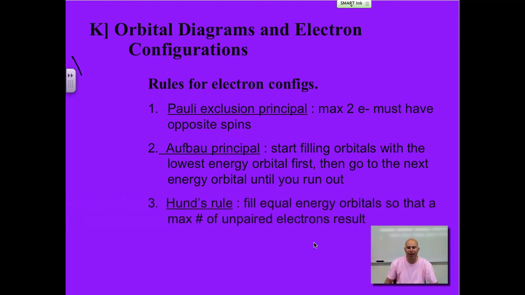And the last rule might be the most confusing. It's called Hund's rule. Hund's rule says you fill equal energy orbitals so that a maximum number of unpaired electrons result. Why that is, is because even though electrons can spin in opposite directions and create those magnetic fields, they still are all negatively charged and they would rather be apart from each other. So Hund's rule says you want to get electrons so that there's a maximum number of unpaired electrons. So that's kind of the orbital diagram rules.